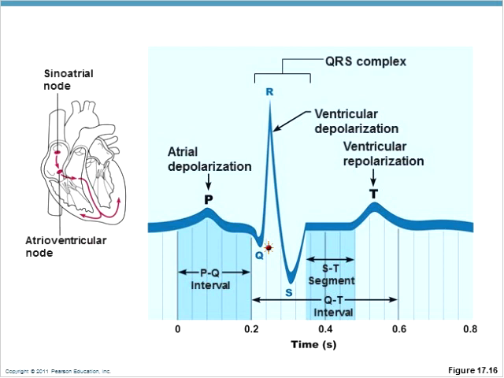You can see that the PQ interval is the interval from the beginning of the P to the beginning of the Q. The QT interval is the beginning of the Q wave to the end of the T wave, and the ST segment is the delay between the return of S to the threshold and the beginning of the T wave.